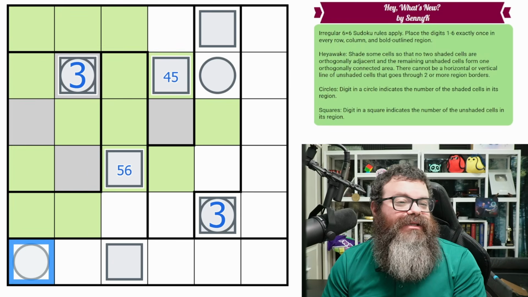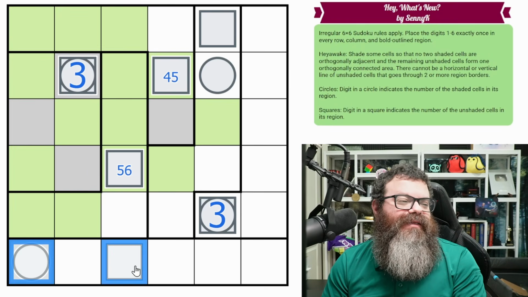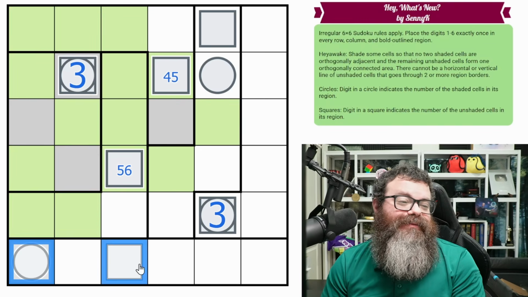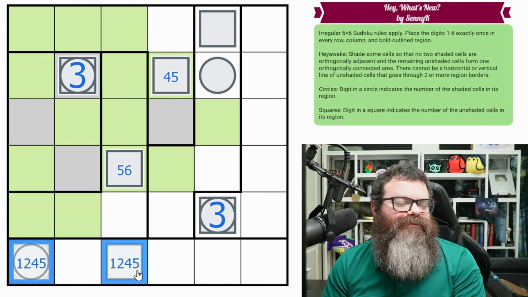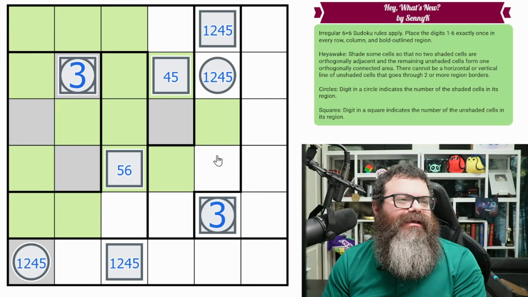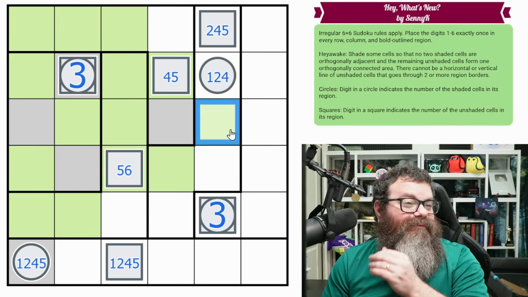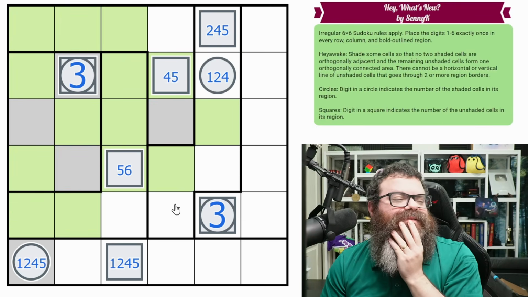This goes through 1, so this has to be shaded. I guess I should note that this square and this circle are in the same region, so they're going to add to 6. And so it's going to be 1, 5, or 2, 4. Same thing here, 1, 2, 4, 5. All right. We already have 2 unshadeds in this region. So the square is not going to be 1. It's 2, 4, or 5, which means this one's not 5. Tiny deductions.